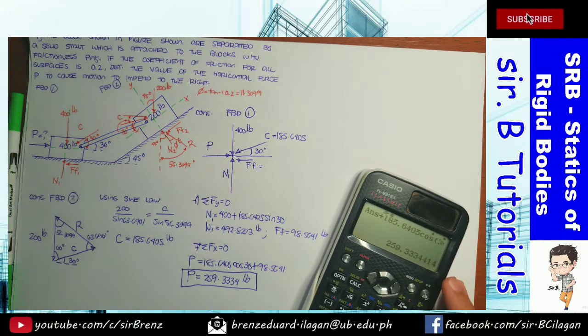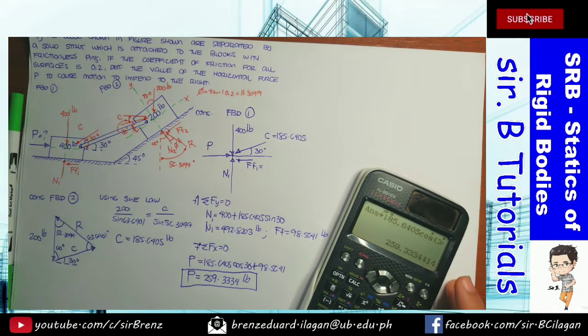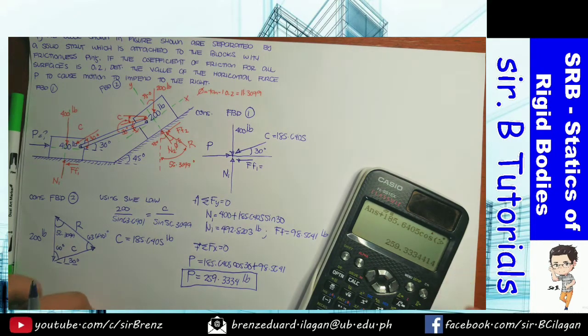Okay, so may counting discrepancy lang dito, 259.6, maybe because of the rounding off, since one decimal place lang yung ginamit ng libro. Okay guys, so let's proceed with the next problem.